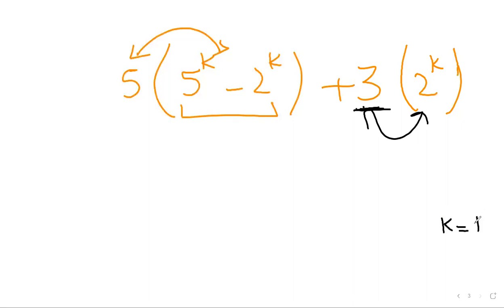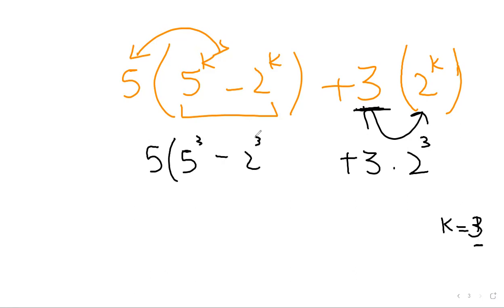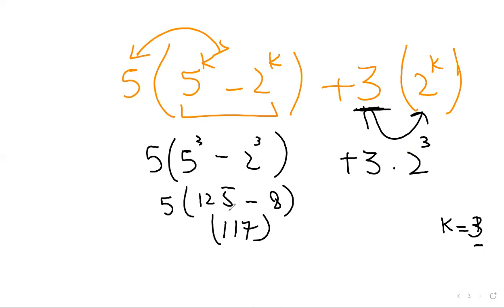We can take an example for your understanding only. For example, I'm supposing 3. 2 to the power this one. You can also check: 5 cubed is 125, minus 8. 125 minus 8 is 117, and 117 multiplied by 5 is 585, and 585 is divisible by 3. When it is divided by 3 we will get 195.